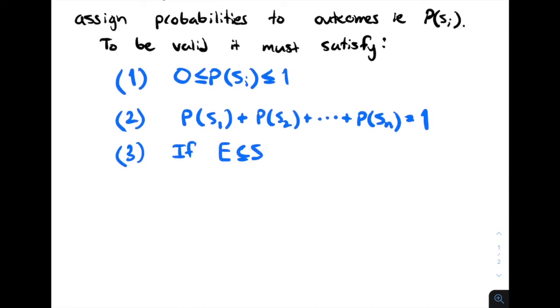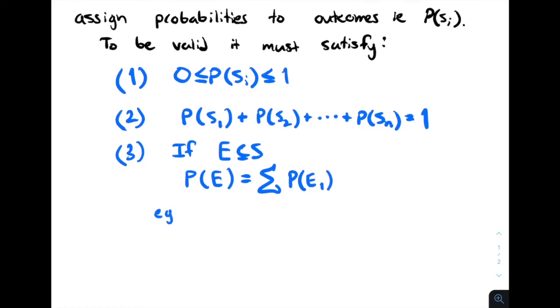And it must be true that given a subset of all possible outcomes, the probability of that subset is equal to the sum of the probabilities of the elements of that subset. An example of this might be, suppose our subset E contained S1, S2, and S5, then the probability of that event E is the sum of the probabilities of the outcomes it contains.